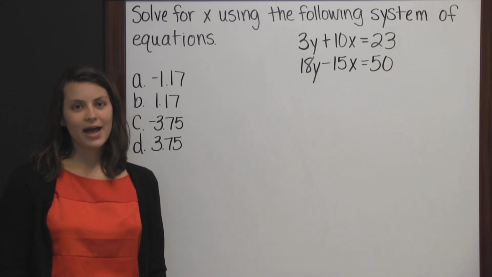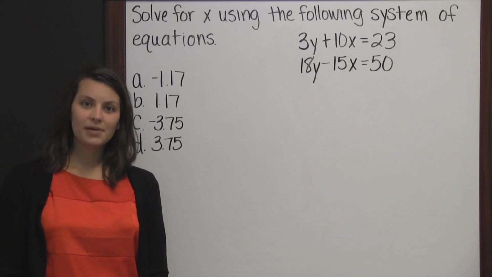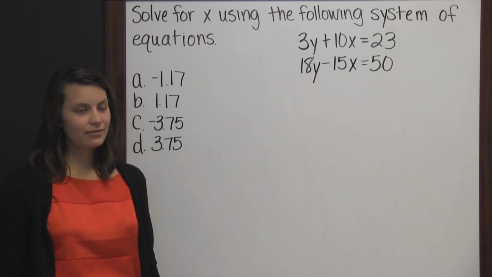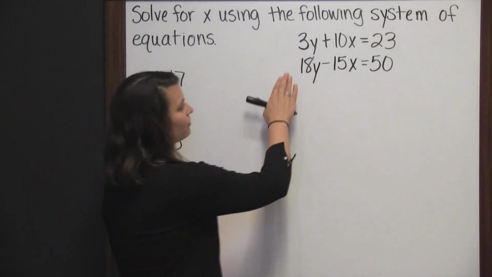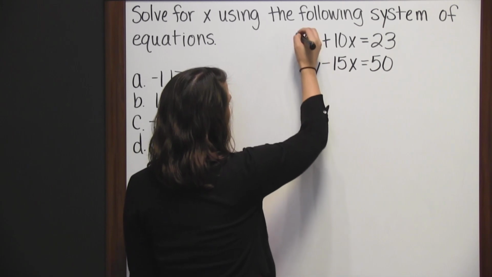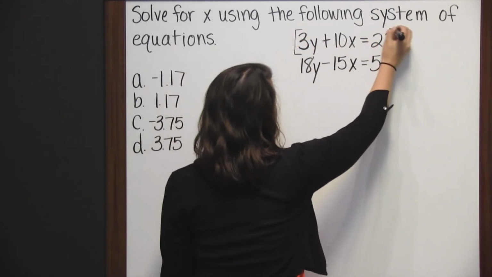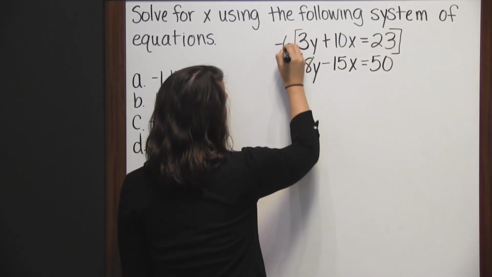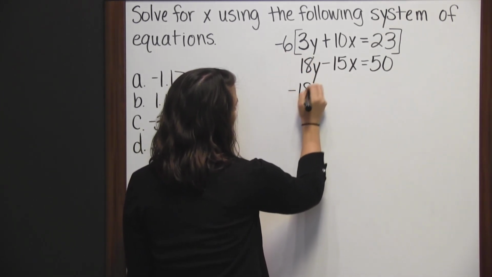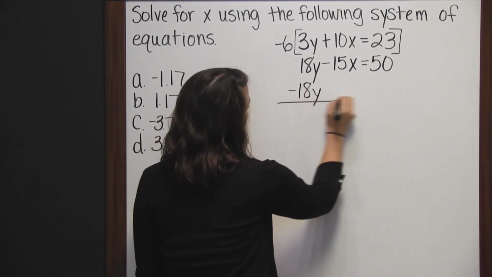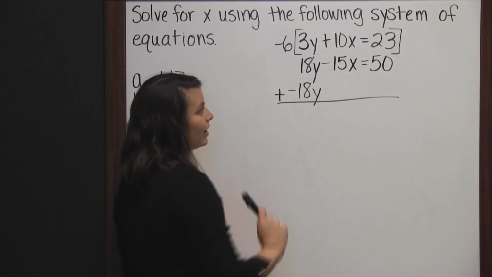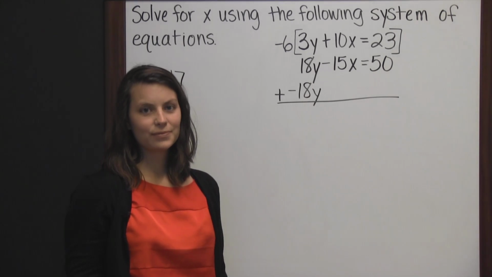Since we want to solve for x, we want to eliminate y. And eliminate means to get rid of. To get rid of y, I need to multiply this whole equation by -6, because -6 times 3y is -18y. And then when I add my two equations together, 18y and -18y will cancel or eliminate.